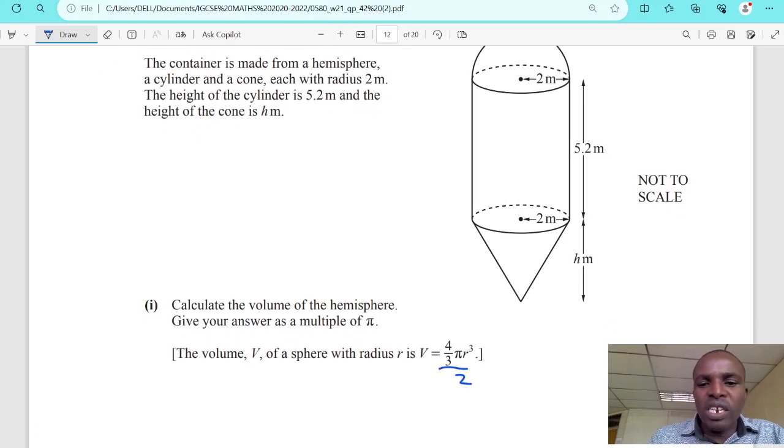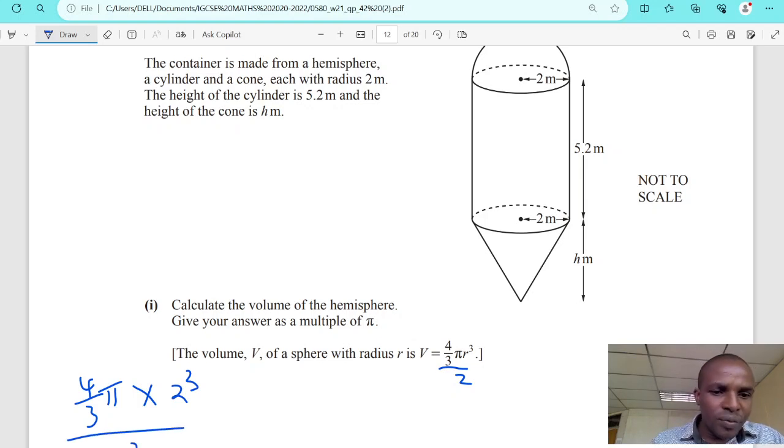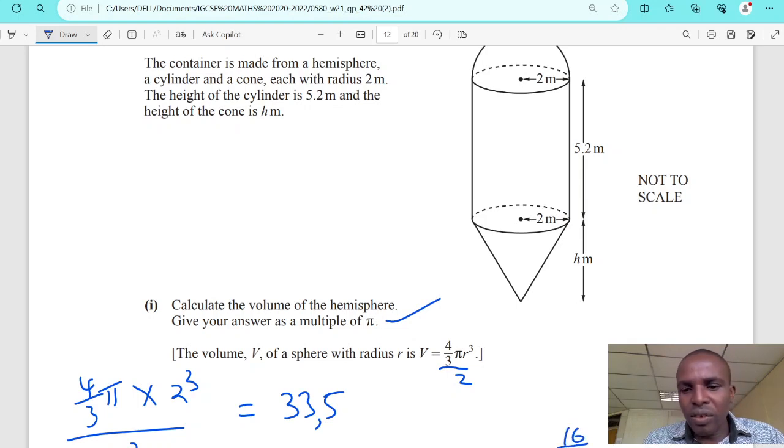So it will be this volume divided by 2. So it will be 4 over 3 pi times radius is 2, 2 cubed. Then the answer will say over 2. Right? You can punch in your calculator. 2 cubed is 8. 8 times 4 is 32. 32 divided by 3, then times pi. That gives 33.5, divided by 2, you get 16. Are we supposed to leave the answer in terms of pi? Yes. So in terms of pi, it's 16 over 3 pi. Just like that. So 16 over 3 pi.